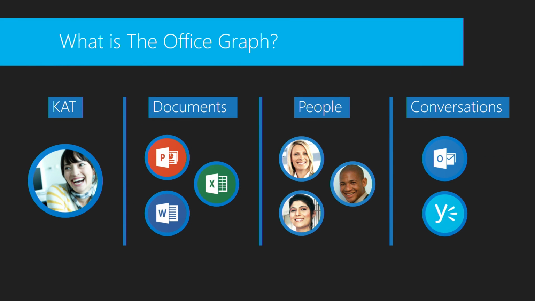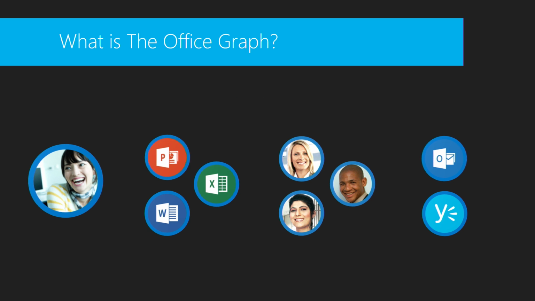So let me just sort of explain what the graph looks like for anyone who's not familiar with Graph APIs and sort of how they're kind of structured. Let's assume I have a sample user here. Her name is Kat. Now, Kat works on a number of different types of documents. She works with a few different people. She's got a manager. She's got some direct reports. And has conversations in a number of different places, in email and in Yammer. Now, when we start looking at all of those individual pieces of content, we need to find a way to connect those in some sort of meaningful fashion.